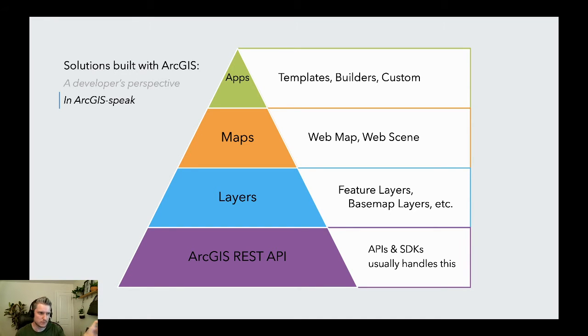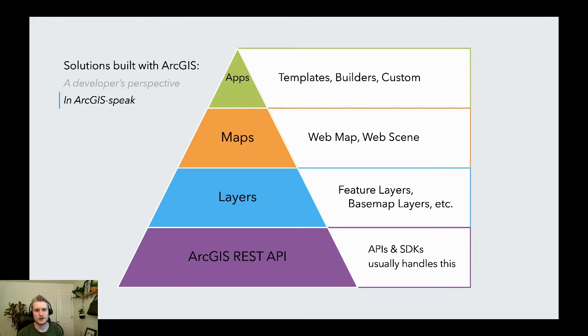Into the maps tier here, we're going to look at these right after this slide. Web maps and web scenes are really the two concepts for these containers. The only difference there is that a web map is 2D and a web scene is a 3D representation, where you can put your data into a 3D map.